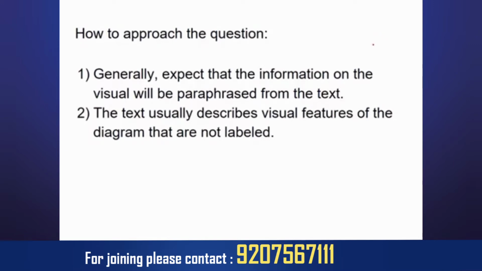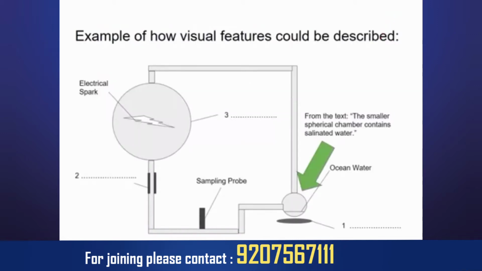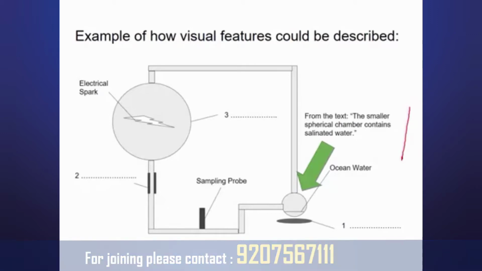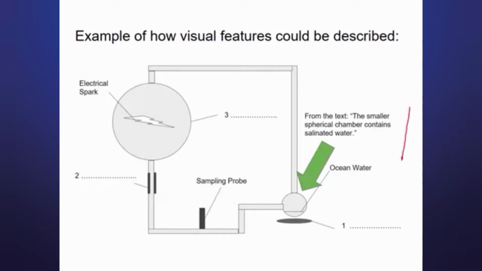Also, and just importantly, you can expect that the passage is going to describe some visual features of the diagram that are not labeled. So what do we mean by that? Well, let's take a look again at our scientific example. Over here, to the right with the green arrow, let's imagine that we have a text that reads this: the smaller spherical chamber contains salinated water. Let's imagine that that is a sentence found in the reading passage we're reading for this visual. So we're pretending that sentence is in a passage we've read.